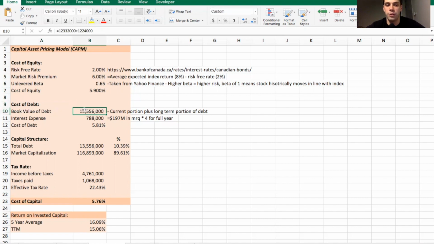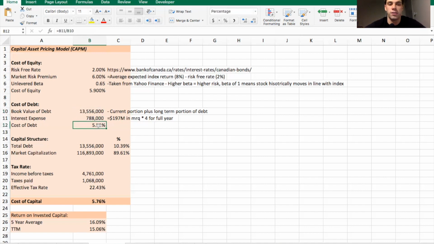I took the book value of debt, so that can be long-term debt plus short-term debt. So anything that has interest attached to it, you may have to read the notes of the financial statements of the company on all the different types of debt they have in order to actually determine that. And then I just took their interest expense. So I took what it was in the most recent quarter, which is 197 million. I multiplied that by 4 to prorate it for a full year, and then just divided the two. So this 5.8% here is just this number divided by this. Then it gives us about 5.8%.